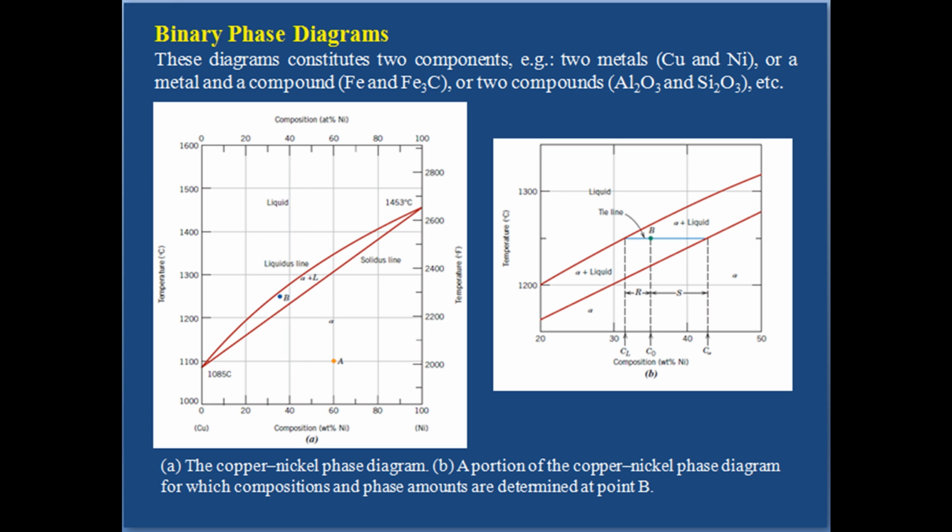The liquid phase is present at all temperatures and compositions above this line. The solidus line is located between the alpha and alpha plus L regions, below which only the solid alpha phase exists. In the figure, the solidus and liquidus lines intersect at the two composition extremes. These correspond to the melting temperatures of the pure components. For example, the melting temperatures of pure copper and nickel are 1085 degrees and 1453 degrees respectively.